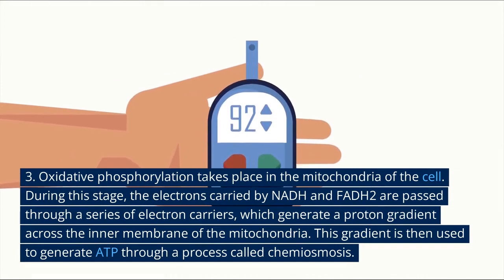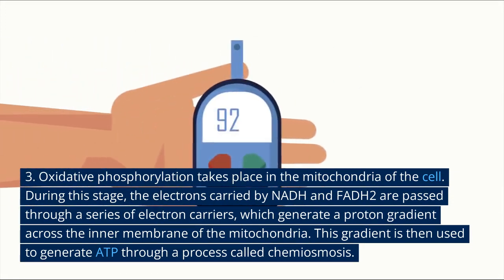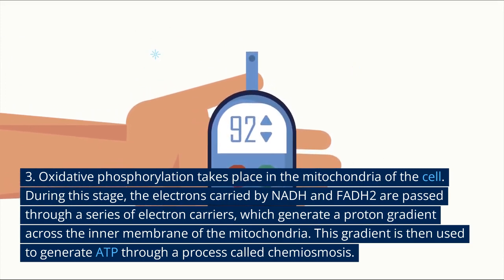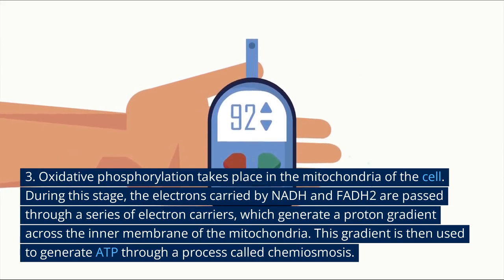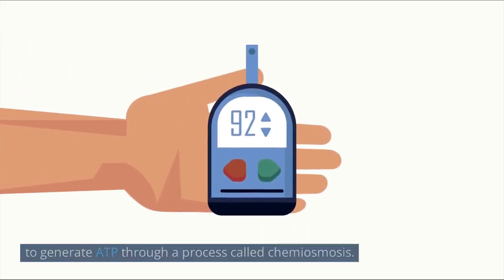During this stage, the electrons carried by NADH and FADH2 are passed through a series of electron carriers, which generate a proton gradient across the inner membrane of the mitochondria. This gradient is then used to generate ATP through a process called chemiosmosis.